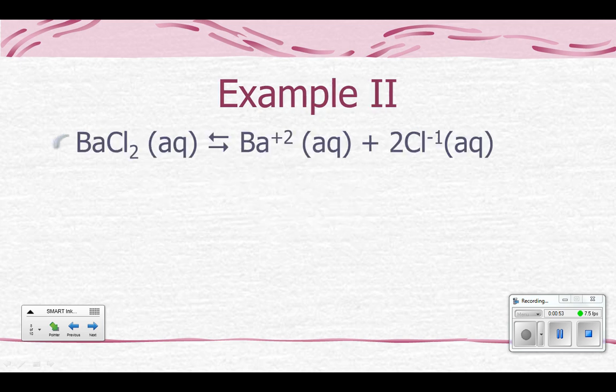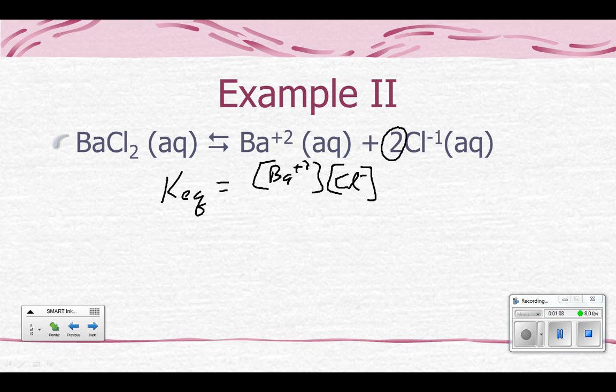Okay, let's do it for this reaction as well. In this one again, Keq will be the products. So the products are barium ion and chloride ion, and that's minus. But there is a 2 out in front of this one. Okay, there was a 1 here, so that's just 1, that's nothing. But this one's got to be squared.